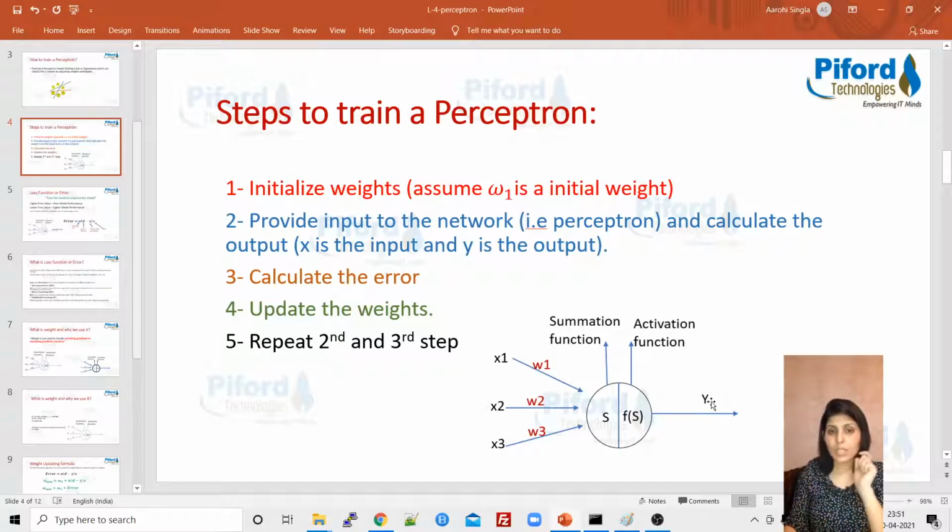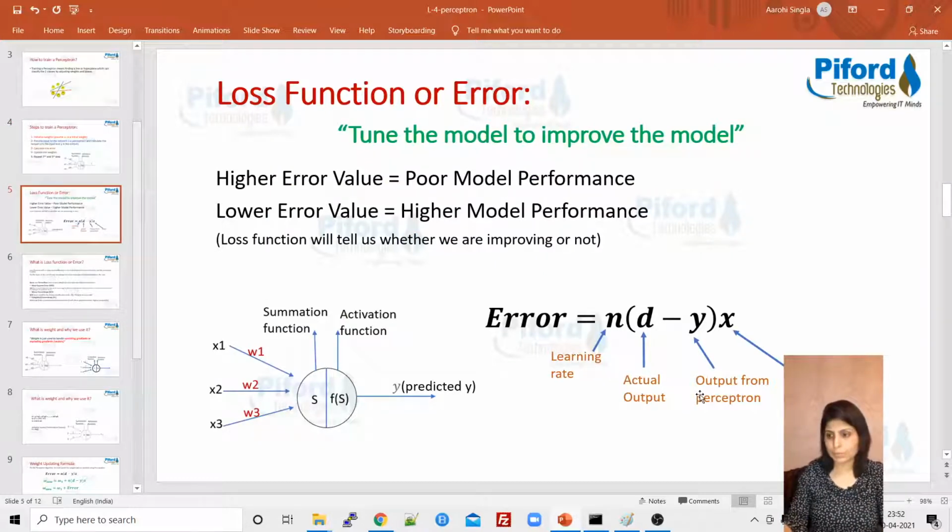Now, calculating the error simply means checking how much difference there is between the predicted y value, which our perceptron predicted, and the actual y value. What we want to know is how much difference there is between the actual y value and the predicted y value. This is what calculating the error is. Let's understand error more.